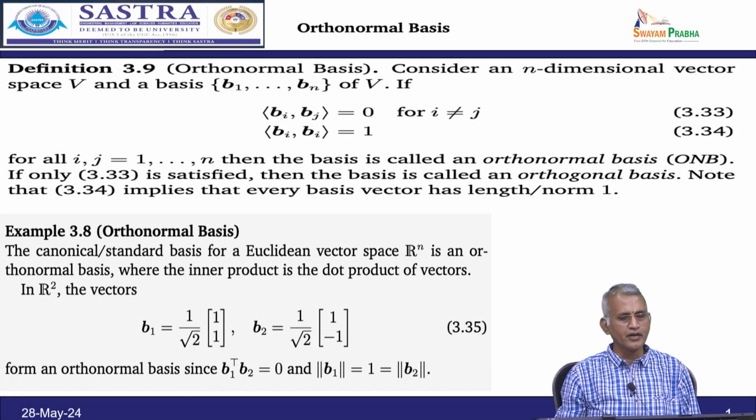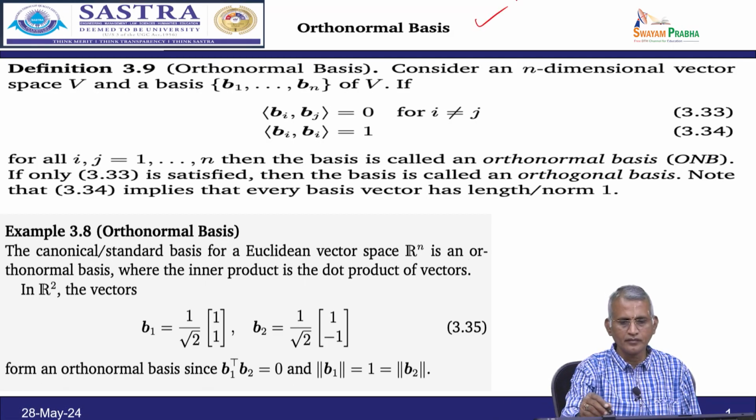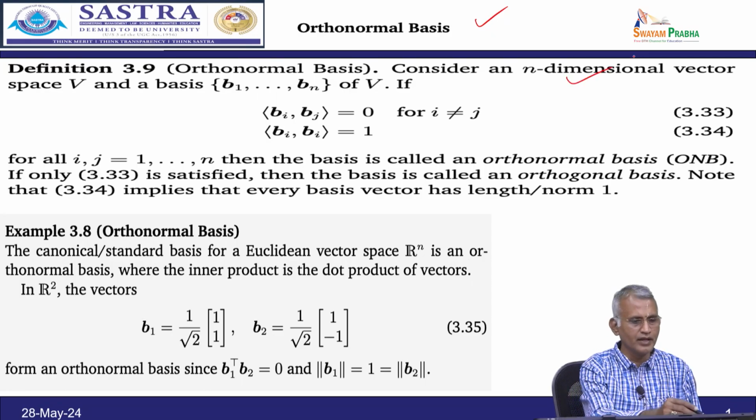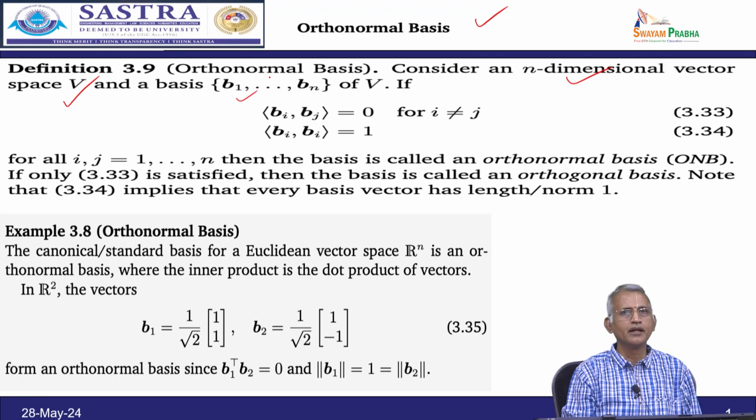Now, in continuation of norm and distance between the 2 points of the vectors of these vector spaces associated, now let us go to discuss the orthonormal basis. Based on that, consider an n-dimensional vector space V and the basis B1, B2 and so on Bn of V.